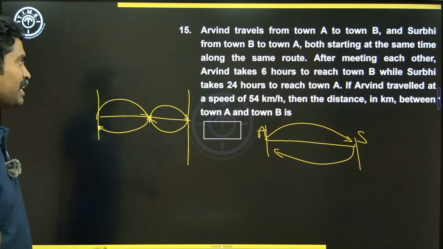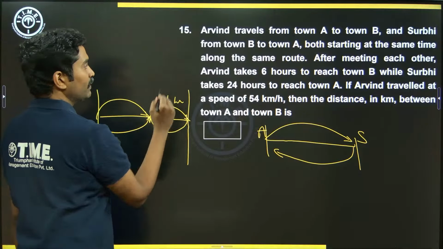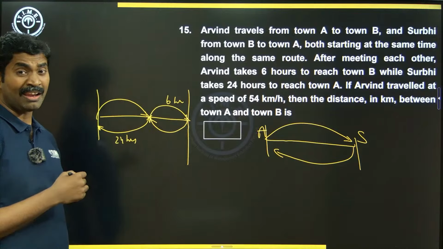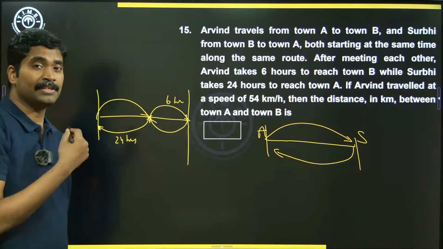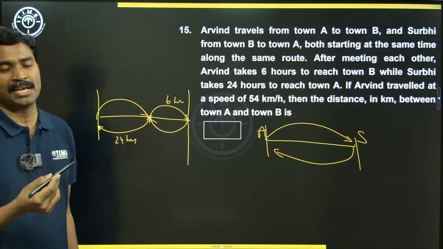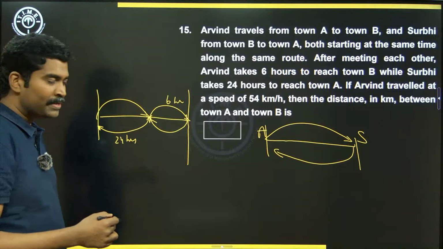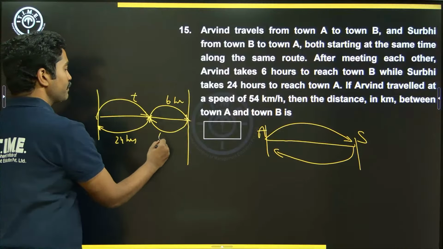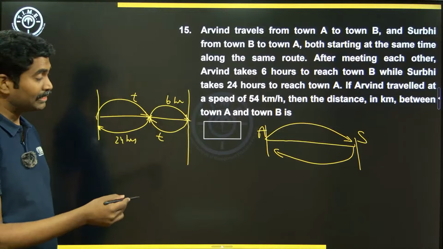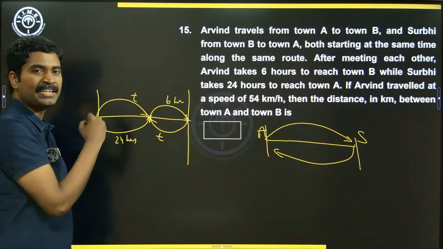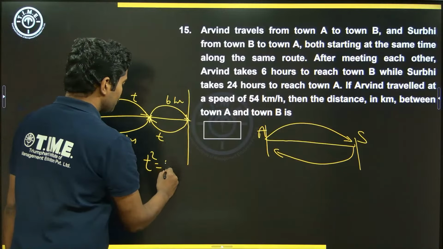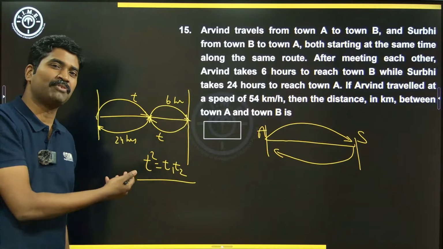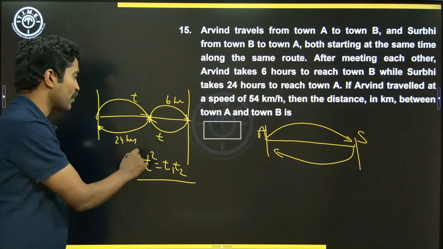After meeting, Arvind takes 6 hours while Surbi takes 24 hours. Now I'm happy because this is something I know very, very well. I know this shortcut and this question has come in the CAT so many times in the last 10, 15 years. What is that? If two persons start from opposite points and meet after time t, and after meeting, they reach their destination in time t1 and t2, we know that t square is t1 t2. I'm not saying it's an easy question, but this is a question you could have done immediately if you knew this formula, right? T square is t1 t2.